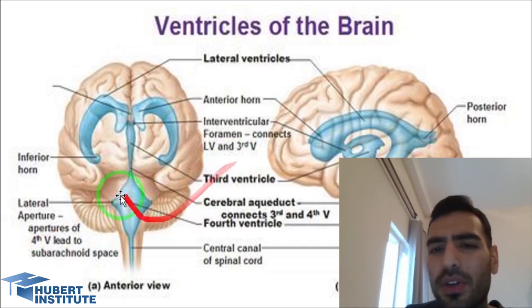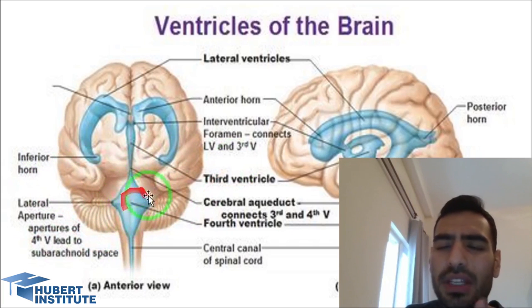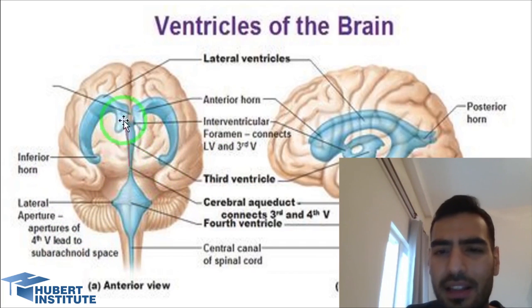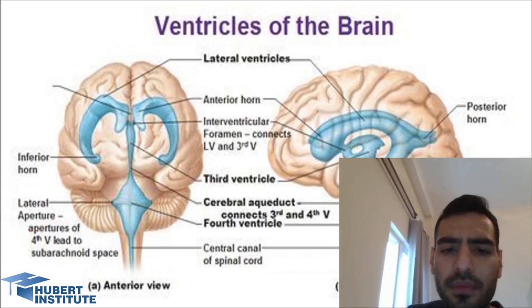And this is another view. You can see the coronal view, 3D coronal view of the ventricles. Again, two C-shaped lateral ventricles, slit-like third ventricle, and fourth ventricle, which is located on the brain stem. And also you can see the aqueduct of Sylvius, which passes through the midbrain.